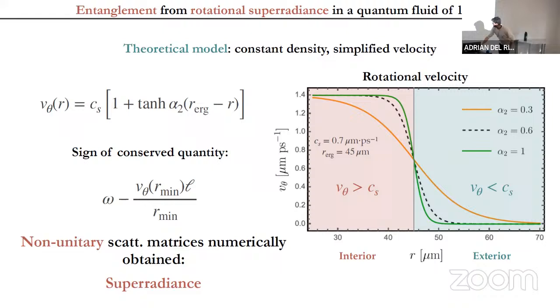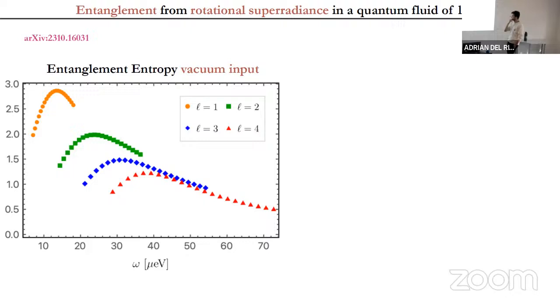So, entanglement production: this is the entanglement entropy for the first four L modes, so L equals 1, 2, 3, 4. For L equals 0, you don't have anything because there is no superradiance for that mode. Basically, this cannot be negative.